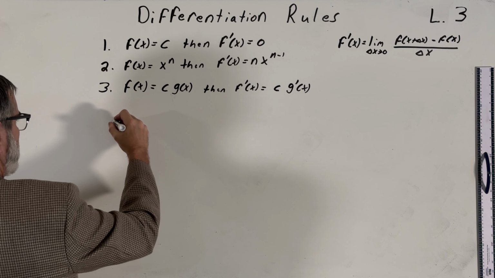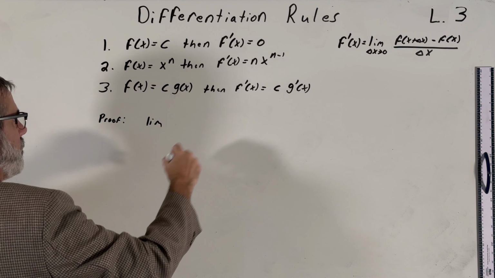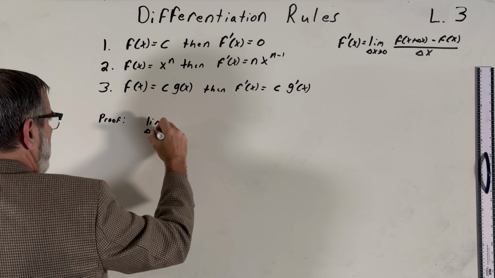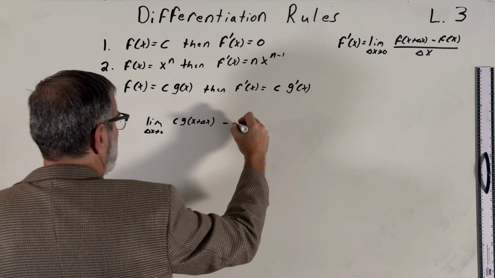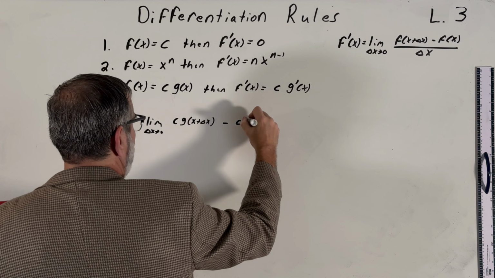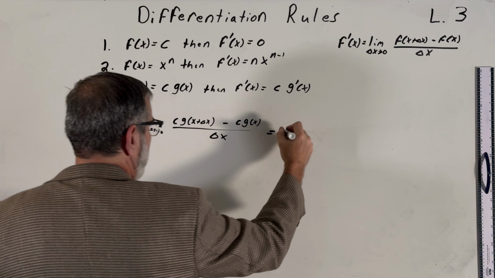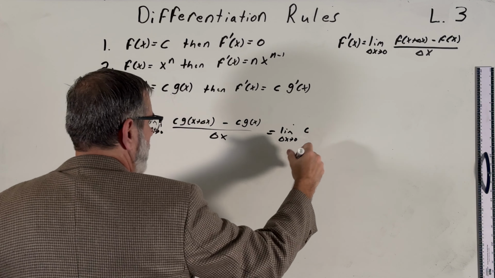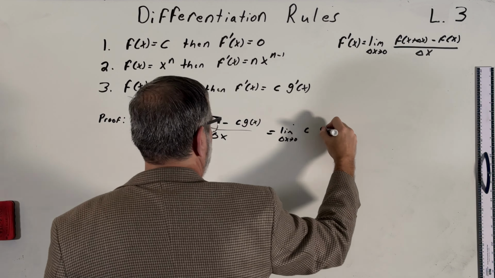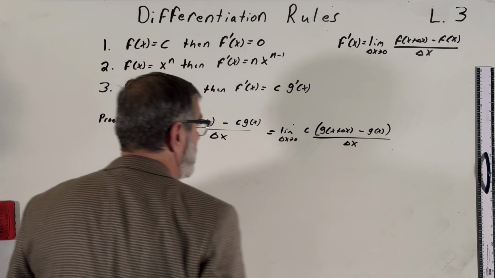So to prove that, it's pretty straightforward. Applying our theorem again, the derivative is equal to the limit as delta x approaches 0. Well, what is f of x plus delta x? That's just going to be c times g of x plus delta x, minus f of x, which is just c times g of x, all divided by delta x. Well, I'm just going to factor out a c. This will be the limit as delta x approaches 0 of c times g of x plus delta x minus g of x divided by delta x.